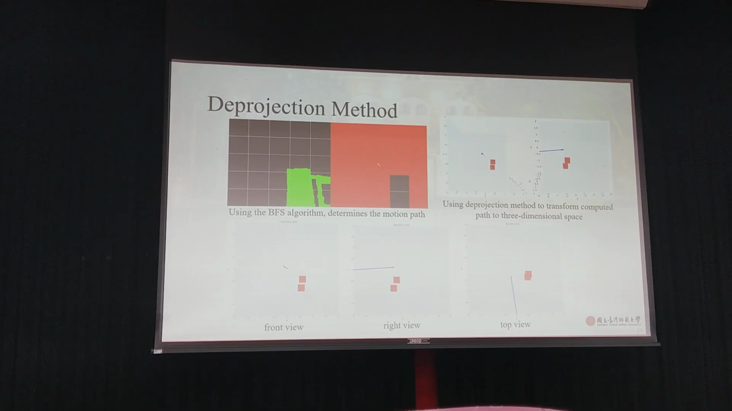After BFS determines the 2D path, we use projection to map it into 3-dimensional space. This process converts image coordinates into real-world distance, allowing the UAV to follow the planned path accurately in 3D space.